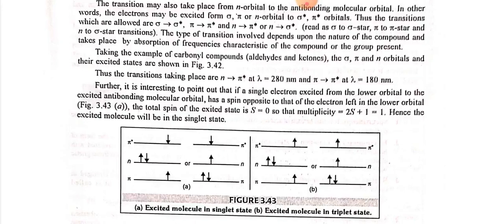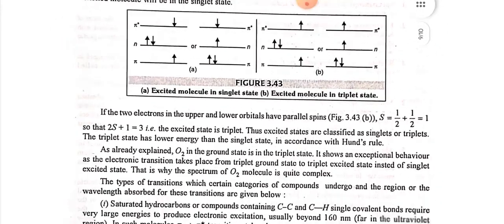Further, it is interesting to point out that if a single electron is excited from a bonding to an antibonding molecular orbital, it has a spin opposite to the electron left in the lower orbital. The total spin of the excited state is s equals 0, so that the multiplicity, 2s plus 1, equals 1. Hence the excited molecule will be in a singlet state.